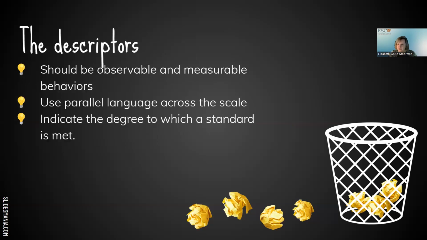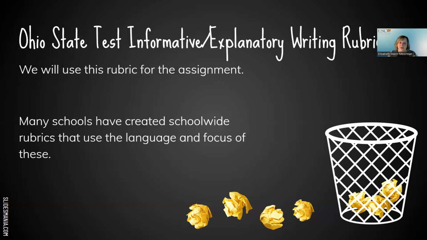And we want to think about the descriptors. So when we're creating something that is student facing, we want to make sure that the students know what we're going to look for. So our descriptors should be observable and measurable behaviors. We want to make sure that we're using parallel language across the scale. And we want to indicate the degree to which a standard is met. So we want to make sure that we are distinguishing between a weak, a satisfactory, and a strong, right? We want to make sure that the descriptors indicate the degree to which that standard is met.